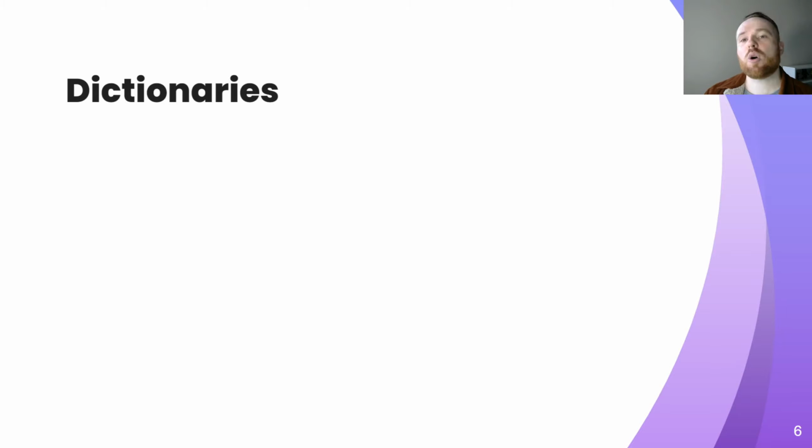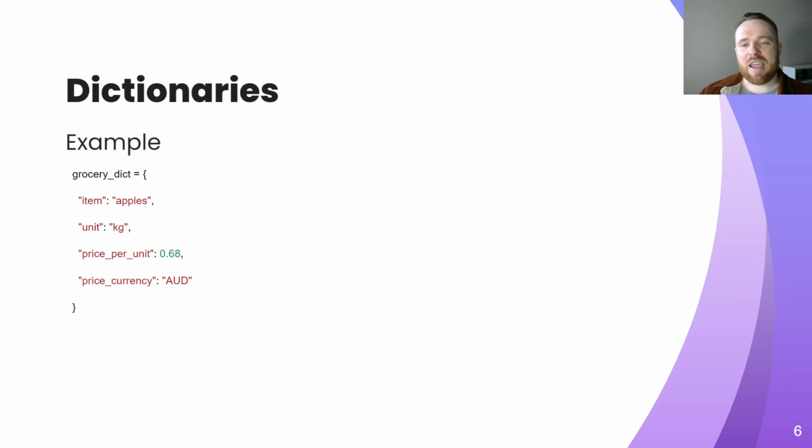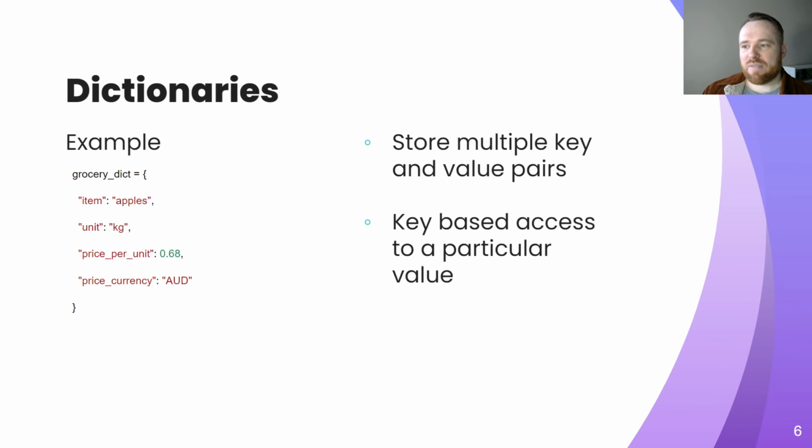Okay. So then let's talk about another data structure called dictionaries. A dictionary is a key value pair mapping. So what do I mean by that? Well, in these key value pairs, as we see over here, we've got some attributes about the item of interest. In this case, we have a grocery dictionary, which has the details about a particular item. And that item is apples, and it has a unit, which is kilograms, a price per unit, and a price currency. And the way that we access the individual items of interest, we use key-based patterns to access it.